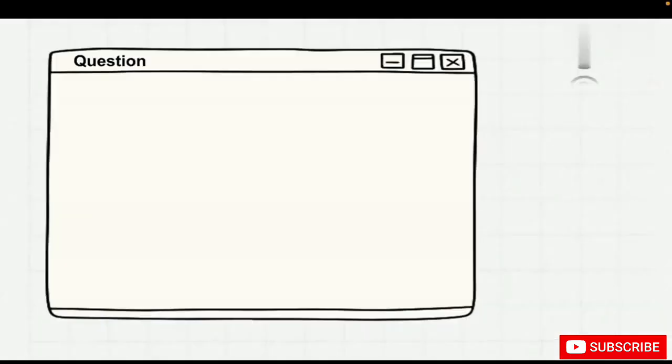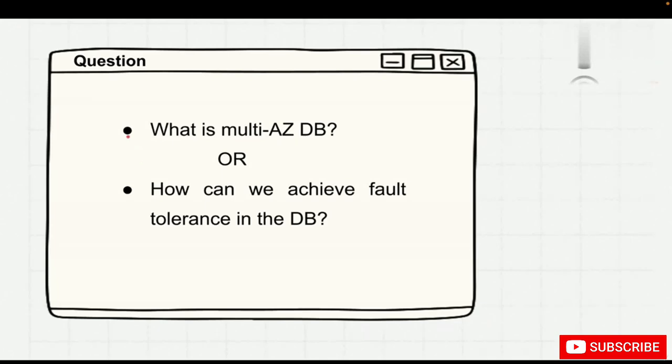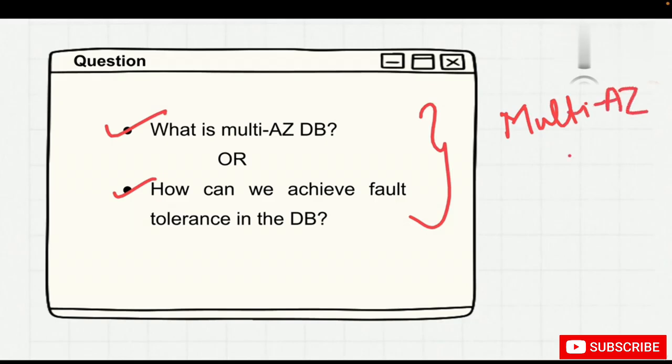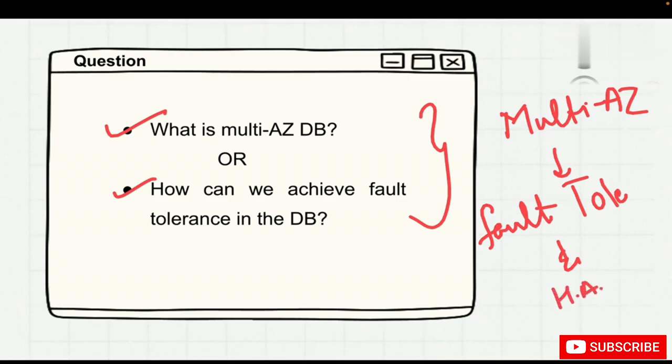Hi everyone. Let's see a few more questions. The question is: what is a multi-AZ database and how can we achieve fault tolerance in the database? This is also one of the key concepts of multi-AZ. It helps in achieving fault tolerance and high availability as required. This is very important when we are working at the production level. In case our primary database goes down and we need a standby database, in that situation we can opt for the multi-AZ database.